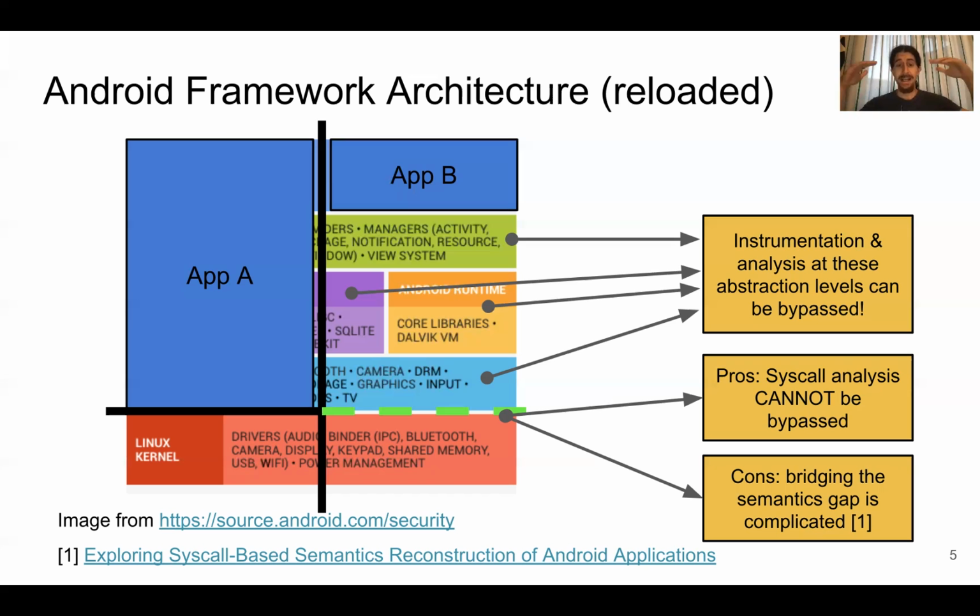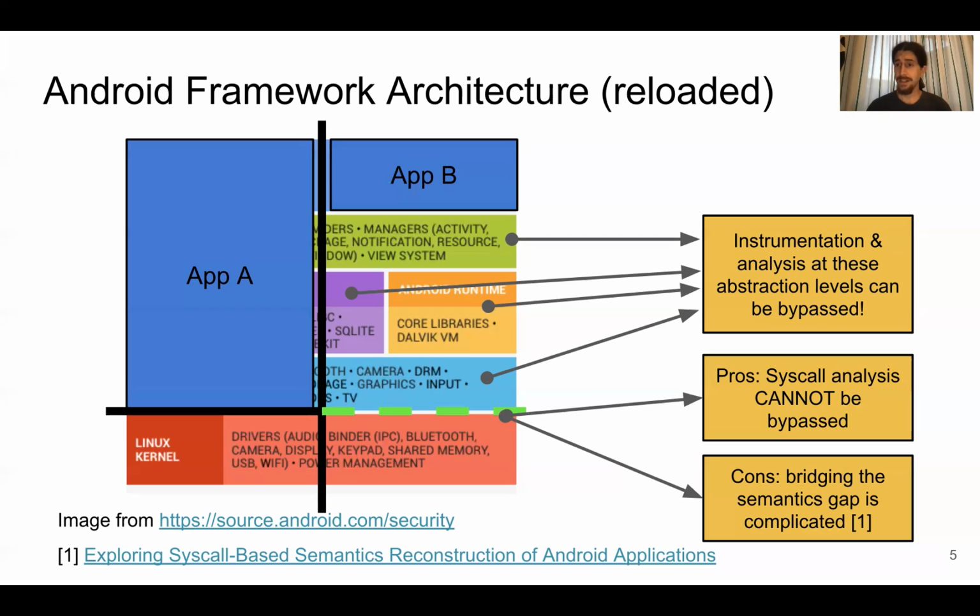Again, the idea is that the high level abstraction point is usually more descriptive, carries more semantics. The lower level carries less semantics. And when I say it's very complicated to reconstruct the semantic gap, so going from the syscall to the API, I mean, it's a nightmare.